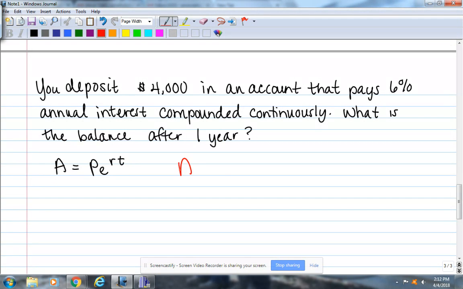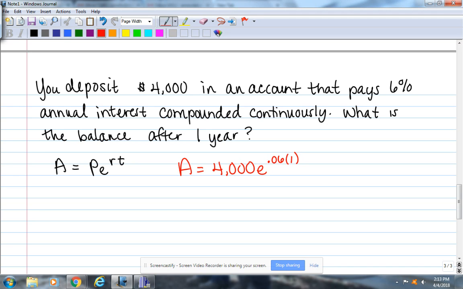So A is going to equal 4,000, my principal. That's how much I put in. E is just a number. And I'm raising it to, what's my rate? 6%. 6% as a decimal is what? 0.06. And how much time is it in there? For 1 year. So my time is 1.